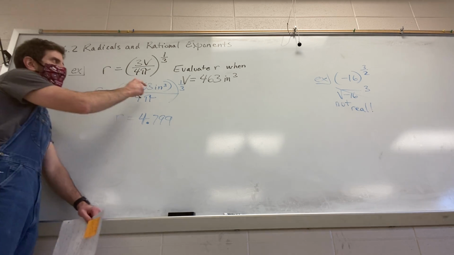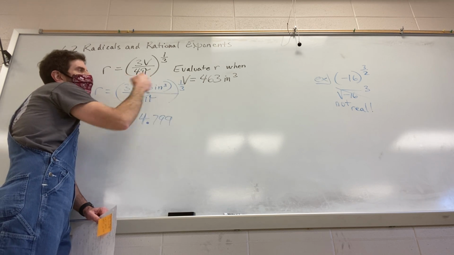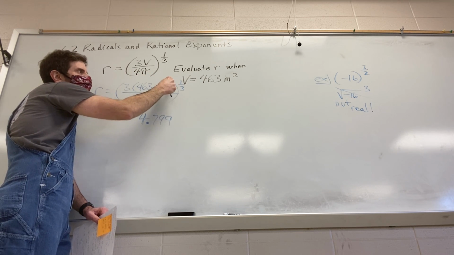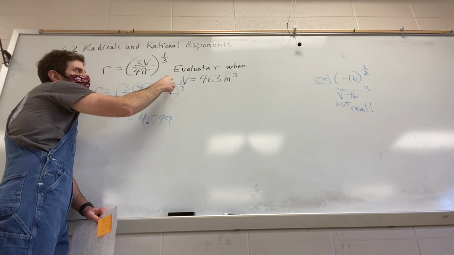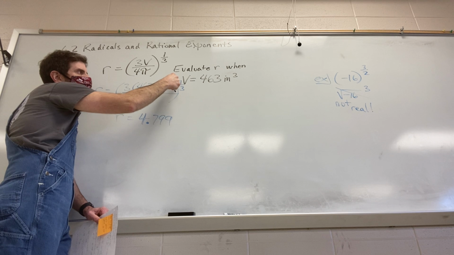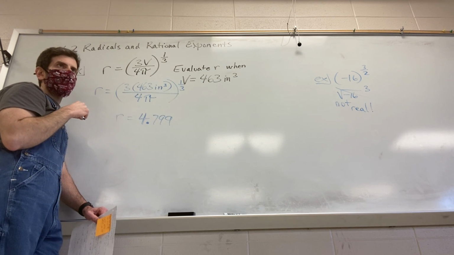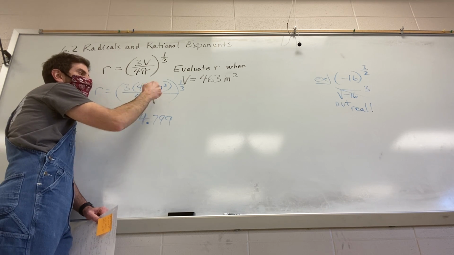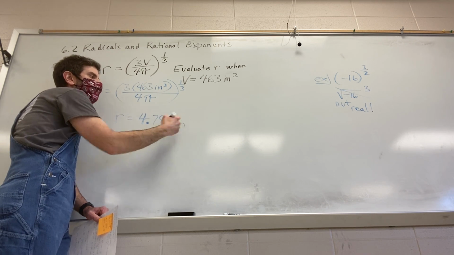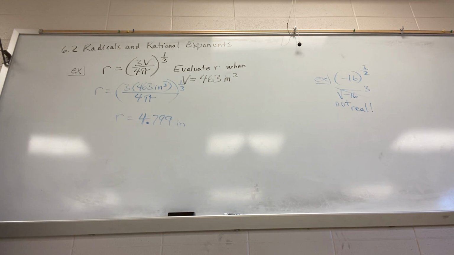Now, what about this inches cubed? Well, think about this. Wouldn't this end up being power of a power? And that just means 3. And so what happens to the 3? What do you get when you do 3 times 1/3? It's 1. So our unit is no longer inches cubed, it's just inches. And that makes sense, doesn't it? Because isn't radius just a distance?